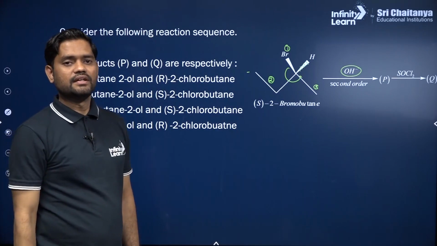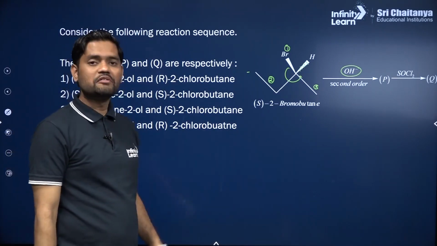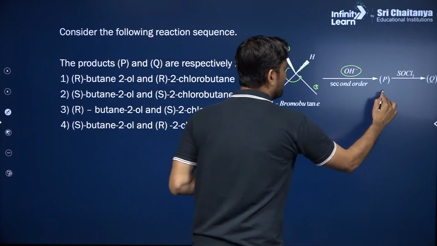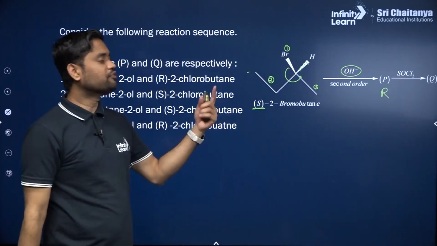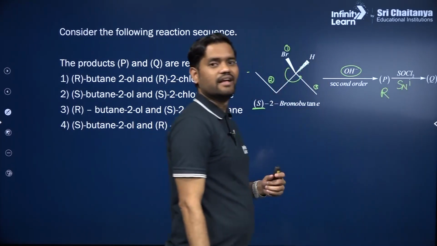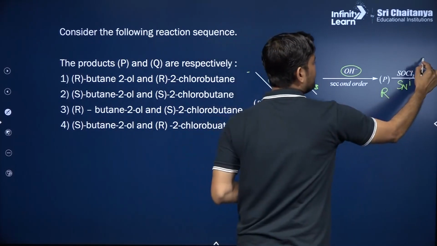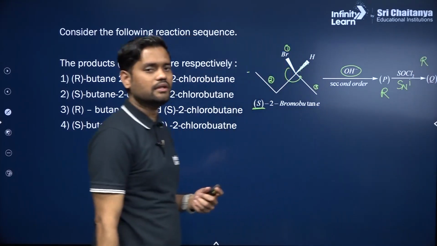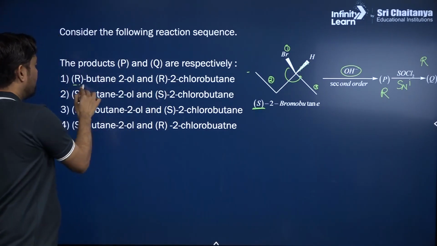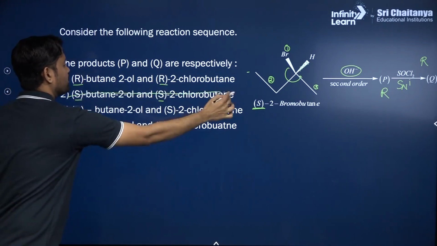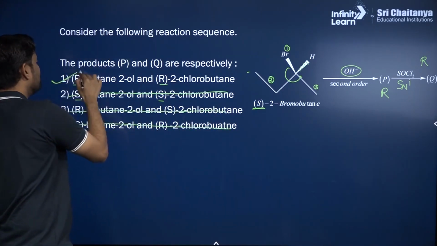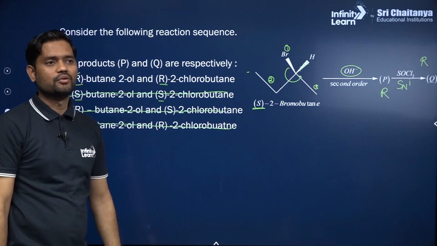Second order means SN2, and SN2 will give you inversion of configuration. So this S will become R over here. And then SOCl2. SOCl2 will give you SNi. SNi means retention of configuration. So Q is also R. So both the products P and Q should be R. R, R; S, S is not the answer. R, S is not the answer. S, R is not the answer. The only option where both are R is option 1. So we'll go with option 1.